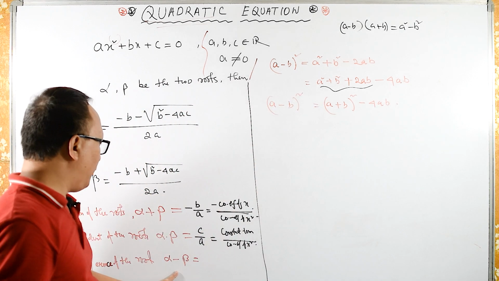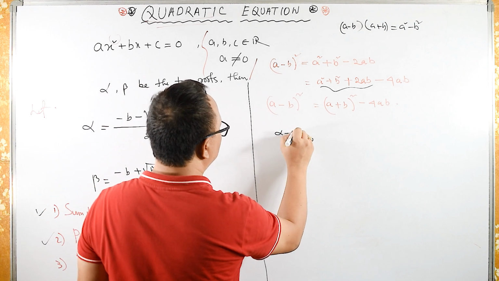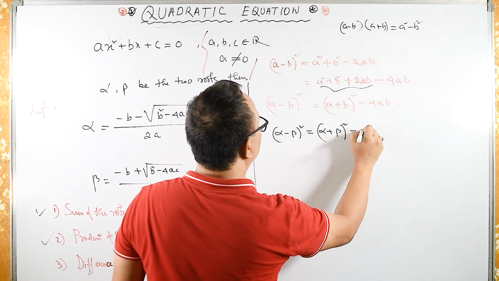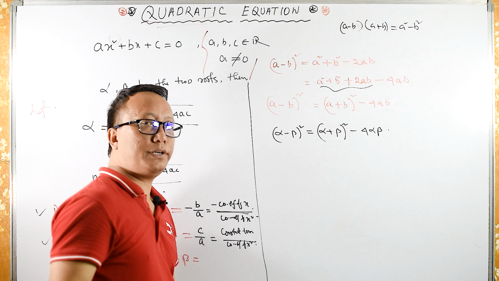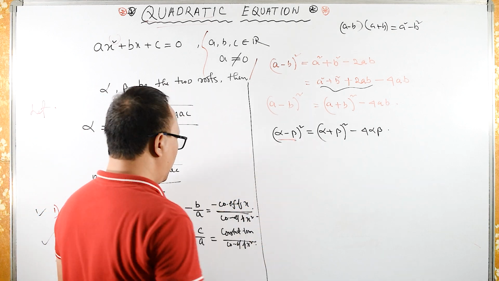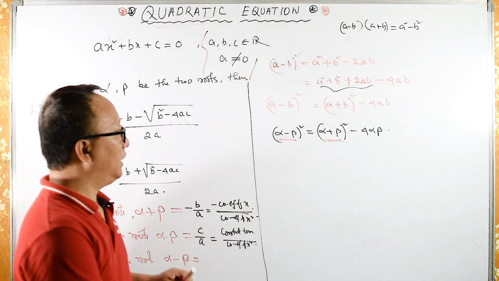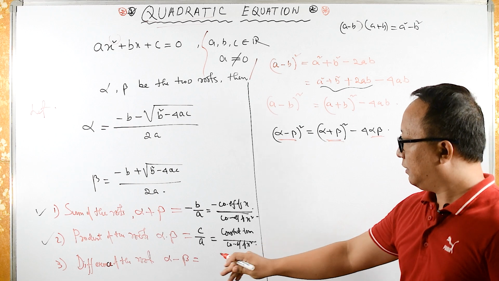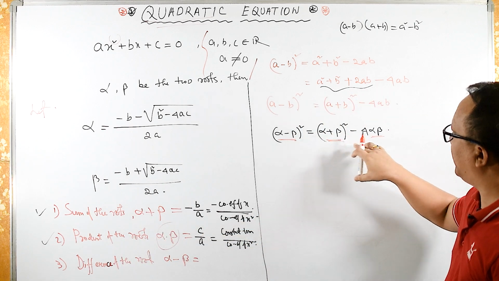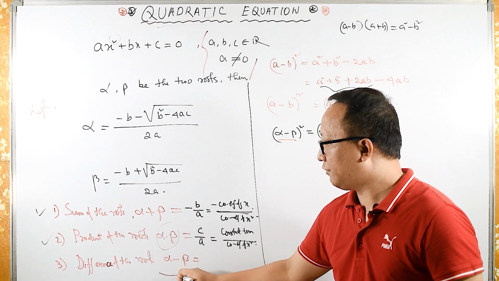Now come back over here. We have alpha minus beta. So let's write alpha minus beta whole square is the same as alpha plus beta the whole square minus 4 alpha beta. Why am I doing this? Because we want the difference. Difference is here, and we already have the sum alpha plus beta, as well as we already have the product alpha into beta. So I can use alpha plus beta as well as alpha into beta over here, so that we can find the difference alpha minus beta.